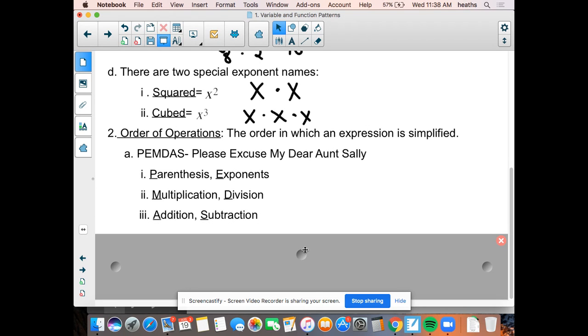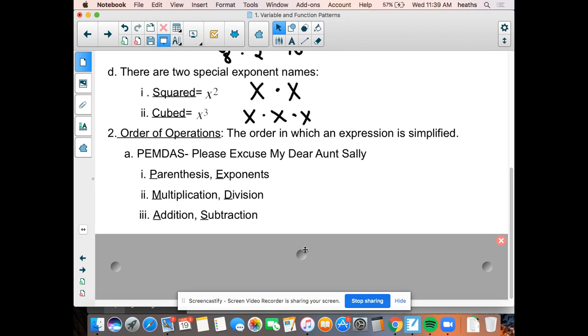So the P means parentheses, and the E means exponents. When you're presented with an expression, the very first operations you need to take care of, you need to solve for the parentheses. Then you need to solve for the exponent.